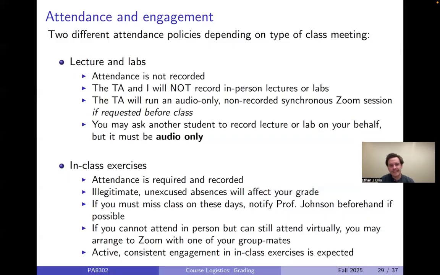If you cannot attend in person, but can still attend virtually, you may arrange to Zoom with one of your group mates. That will be completely acceptable. That's going to be super easy to do. Please do that if you can, especially if you're sick and don't want to get other people sick, but still want to be involved in class. Please arrange for that. And even beyond the in-class exercises, active, consistent engagement is going to be expected. I will be walking around talking to you all. I will notice if you are not engaged during these in-class exercises.